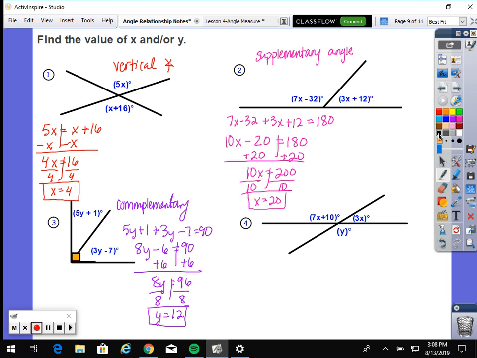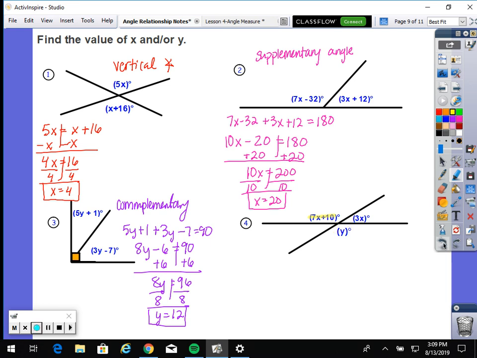I have a set of linear pair or supplementary angles, and I also have vertical angles. So if you look at the angles that are vertical, I'm just going to highlight them. We have 7x plus 10 and y. So if I wanted to, I could say y equals 7x plus 10, but that's not going to help me figure out what x or y is.